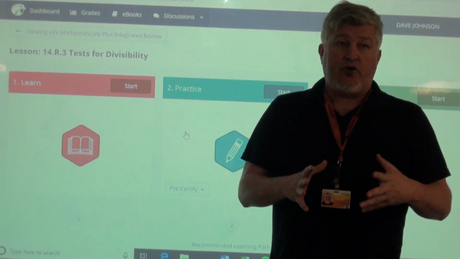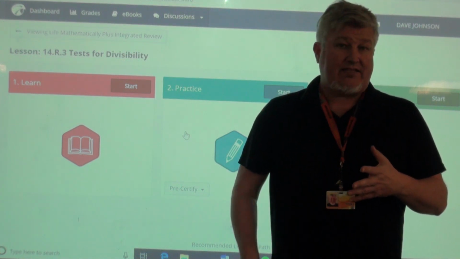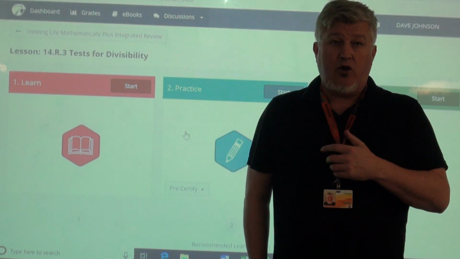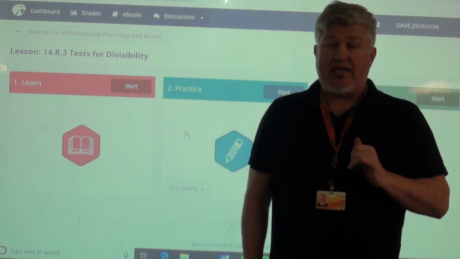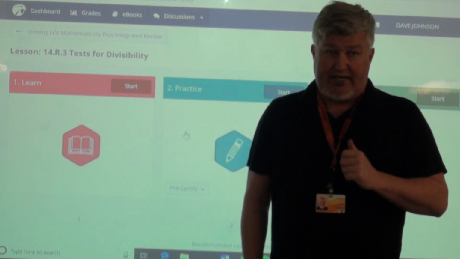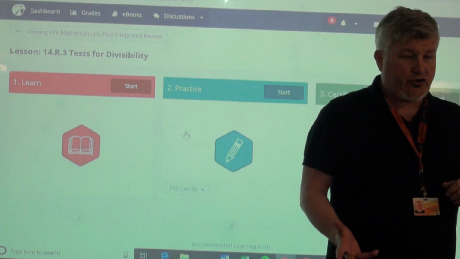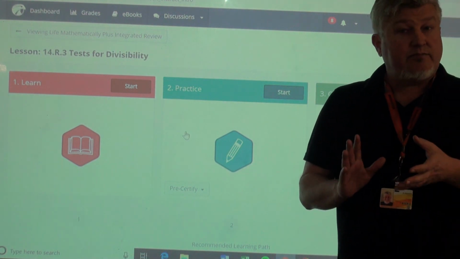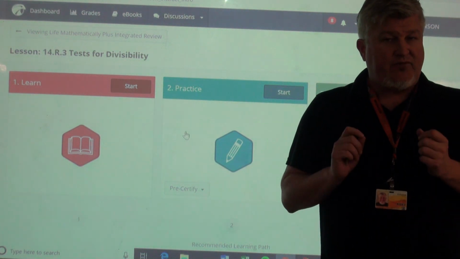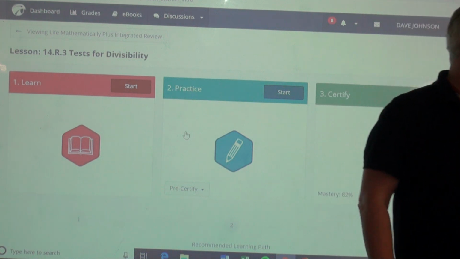The first one is probably the easiest. I think this is a great way to get started in this way of doing things. It's lesson 14.R.3, tests for divisibility. How do you determine whether a large number is divisible by smaller numbers? It's pretty easy, especially if you just learn the rules I'm going to teach you.